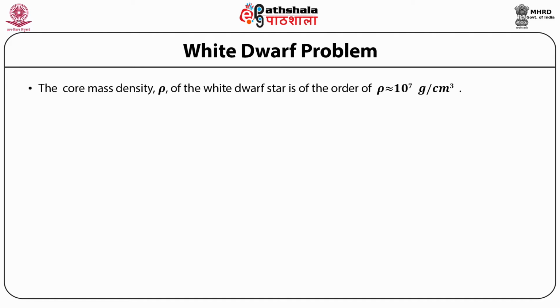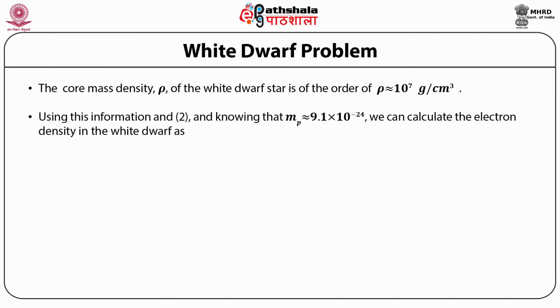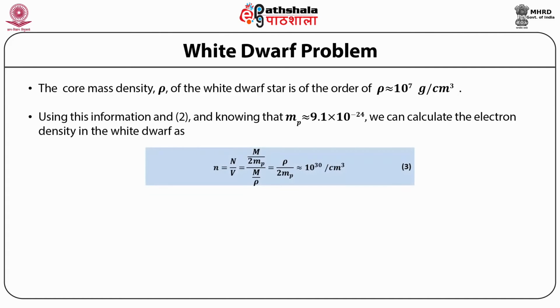Secondly, the core mass density rho of the white dwarf star is of the order of 10⁷ grams per centimeter cube. Using this information and equation 2, and knowing that the mass of the proton is approximately 9.1 × 10⁻²⁴ grams, we can calculate the electron density in the white dwarf as n = N/V = (M/2mp)/(M/rho) = rho/2mp, which is approximately equal to 10³⁰ per centimeter cube.